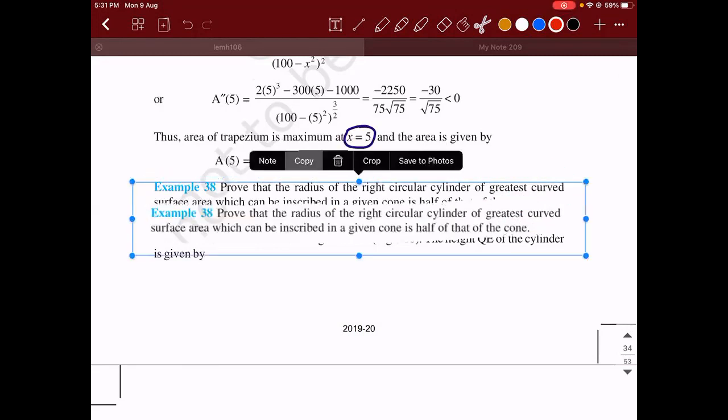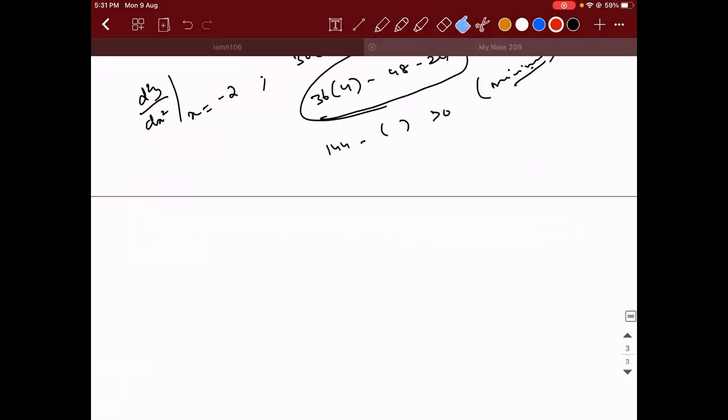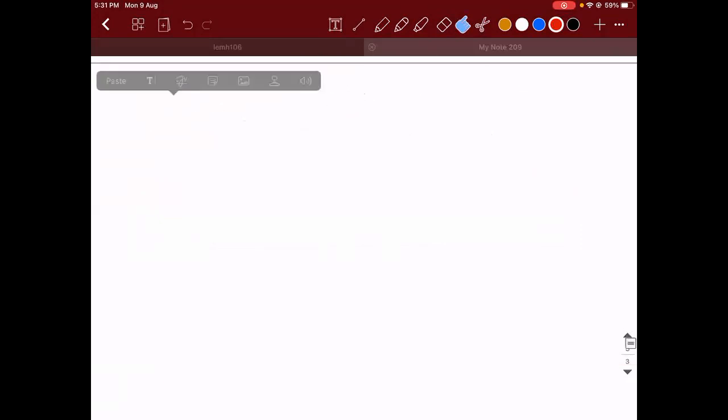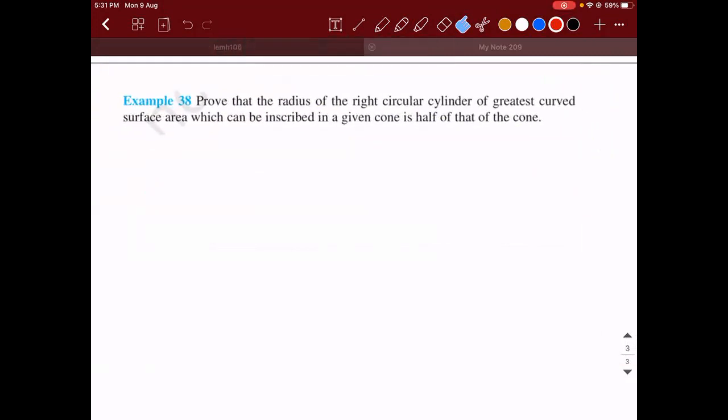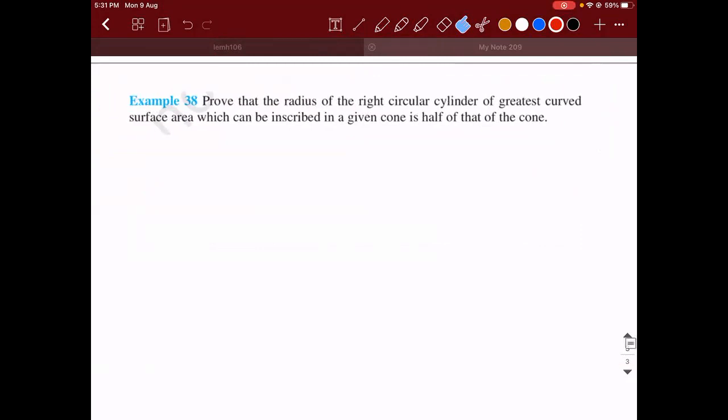So I took a random problem. Okay, this is a problem which is based on geometry. First, always dissect the question. Don't be in a hurry to draw everything at the same time. So, prove that the radius of a right circular cylinder. So what is the object you have? You have a right circular cylinder. Okay. Prove that the radius of the right circular cylinder.